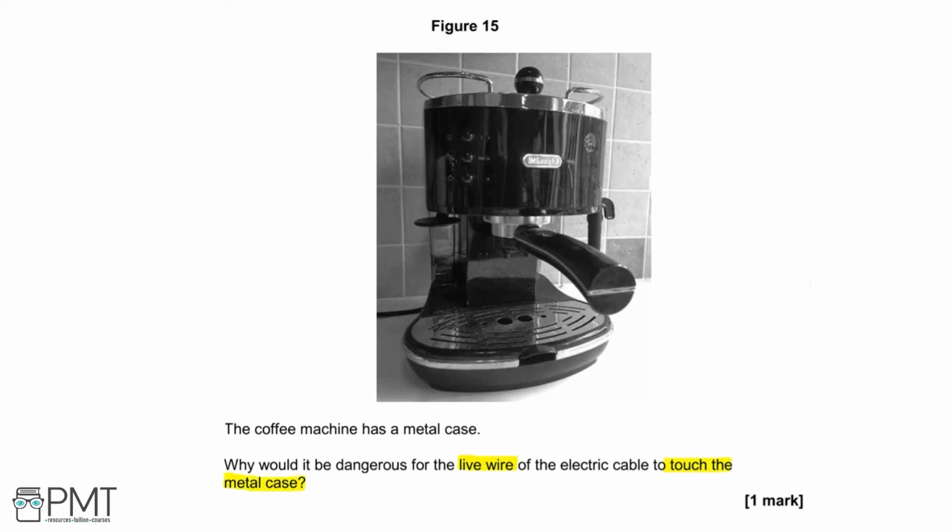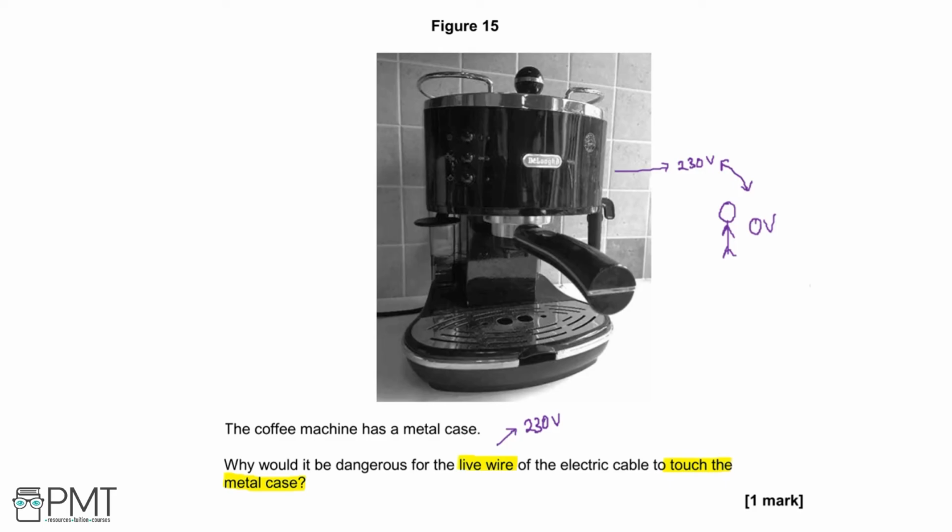So the live wire is the brown wire in a plug, and it has a very high potential difference of 230 volts that it carries from the mains, and this allows electricity to flow. However, if it touches the metal case, our metal case becomes live and is at 230 volts. So if we have a person who is grounded, they're at 0 volts, we have a massive potential difference between the metal case and the person.